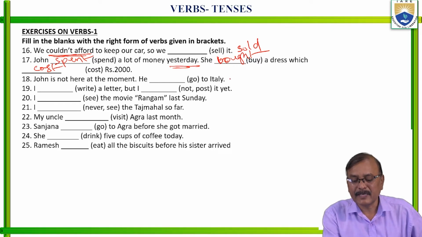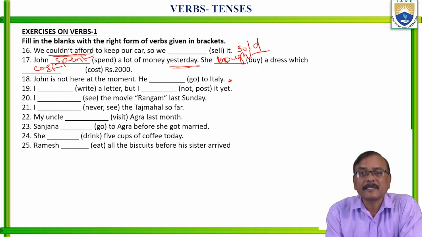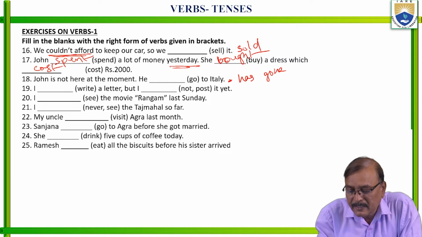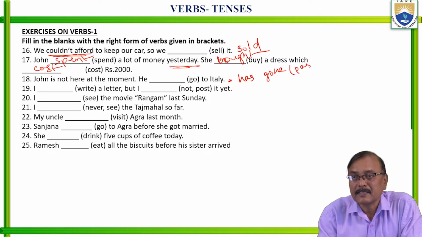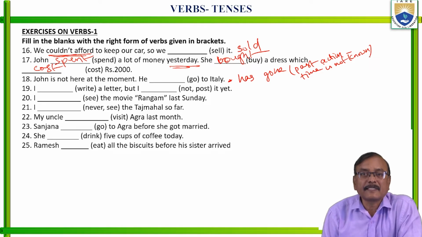But here time is not mentioned. For completed actions, if time is not mentioned, use present perfect. Have V3 or has V3. So he has gone to Italy. Has plus V3. He has gone to Italy. So how do you remember it here? Past action, but time is not mentioned. Time is not known. Is it clear? That's why present perfect.